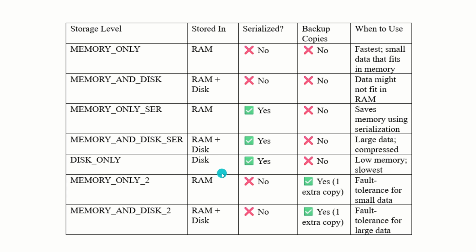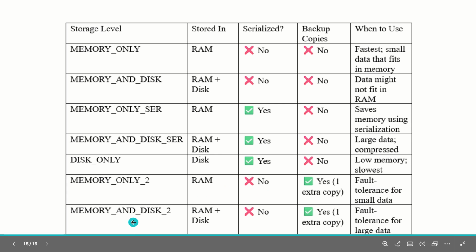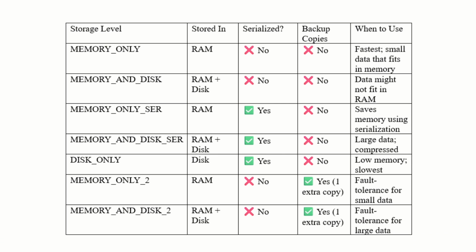Disk only is on disk. We know it's slow. Accessing data from disk is slower. It's low memory. Serialized, yes, and backup copy, no. Memory only 2, stored in RAM, and it's for fault tolerance because we have one extra copy available. Memory and disk 2 meaning yes, extra copy available, fault tolerance for large data. So this is how we can compare all the persist options that we have.